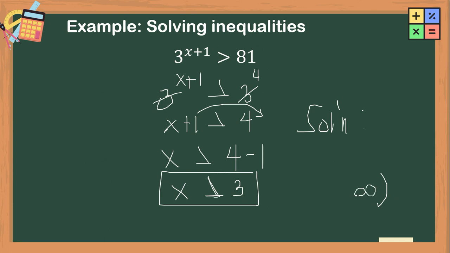So I put positive infinity here. Then we have 3. Is it bracket or parenthesis? Parenthesis. Why is it parenthesis? Because the inequality I used is more than, greater than only. Okay? Gets?